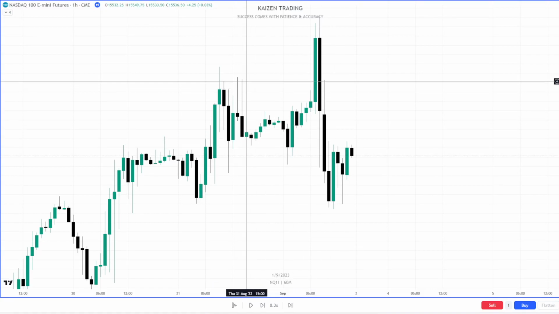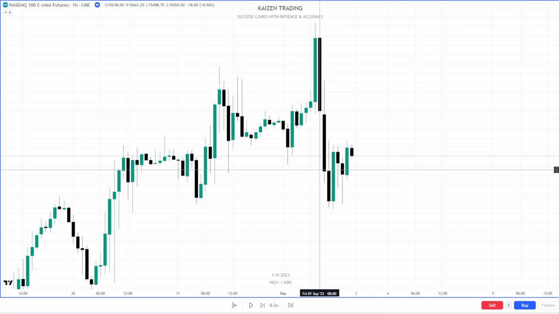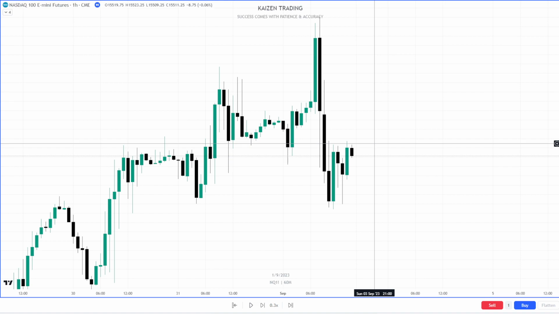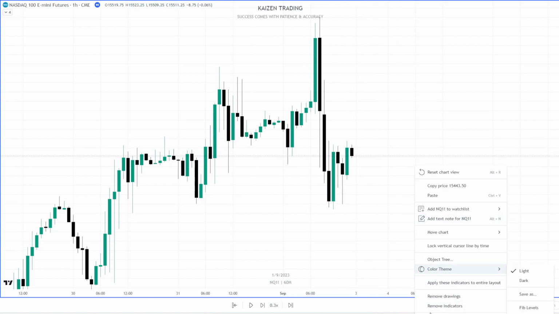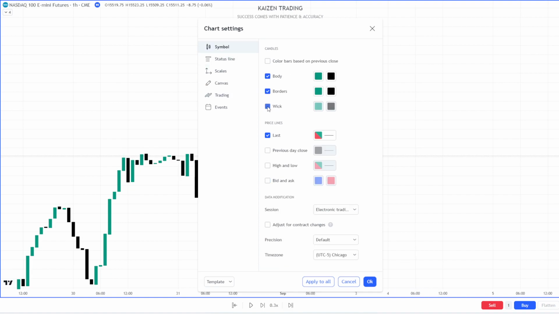All right, so we're going to talk about imbalances and why my initial bias for the market opening Sunday going into Monday was going to be green. And we'll start off with just looking at the imbalances.